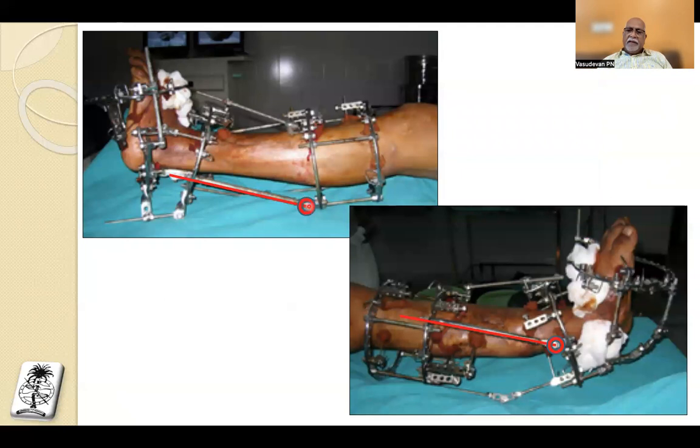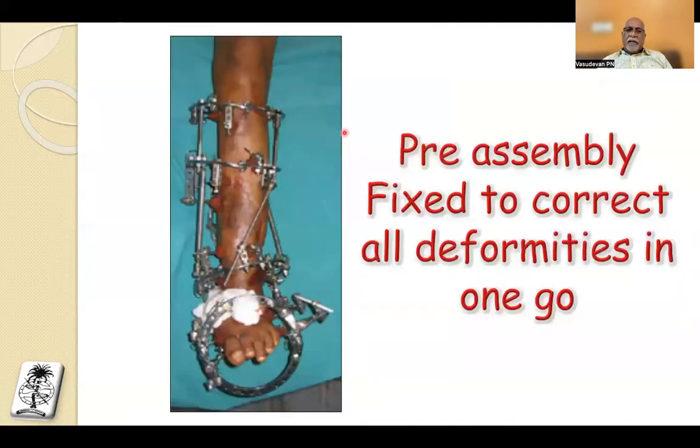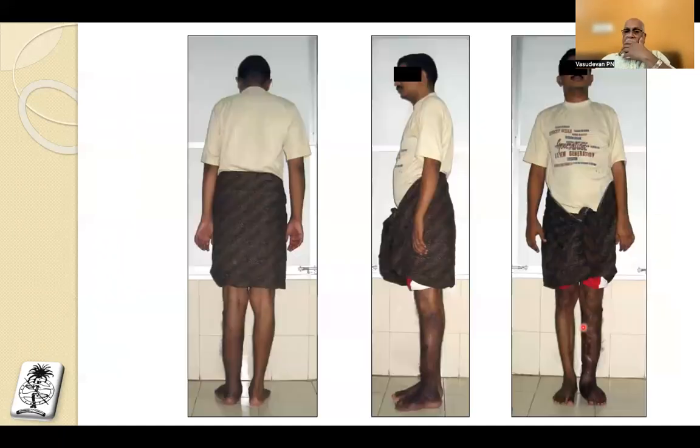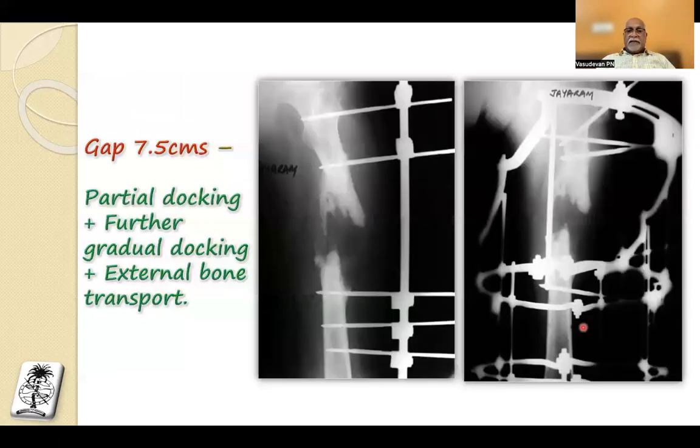So you can see that hinge here, the medial hinge is lower, the lateral hinge is higher. So this is the distraction rod happening. So I can correct it like this. So he has completely got corrected and got good callus over there. This is the final result. And the equinus is also corrected.